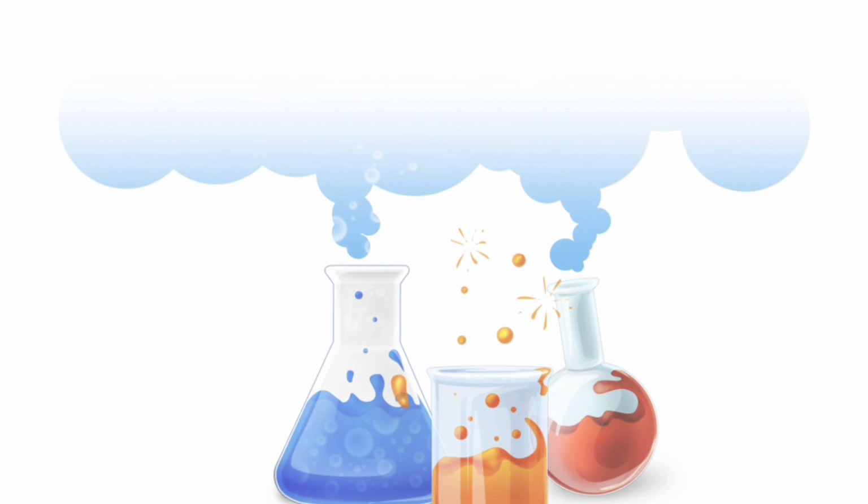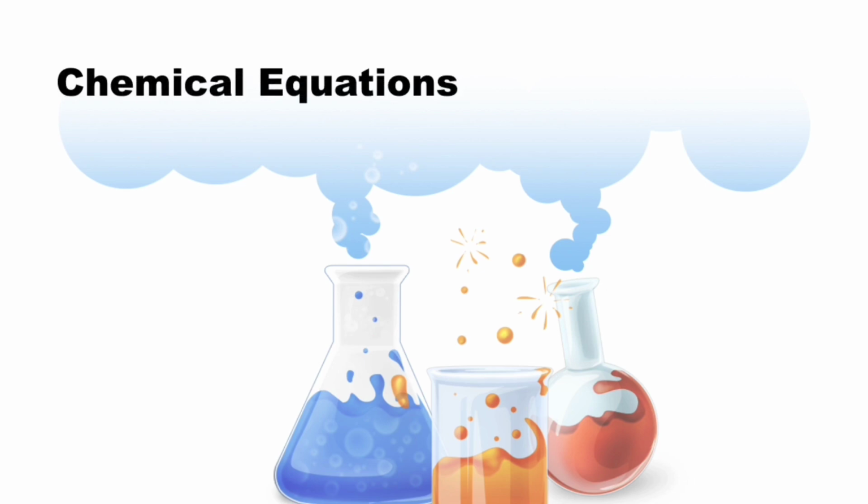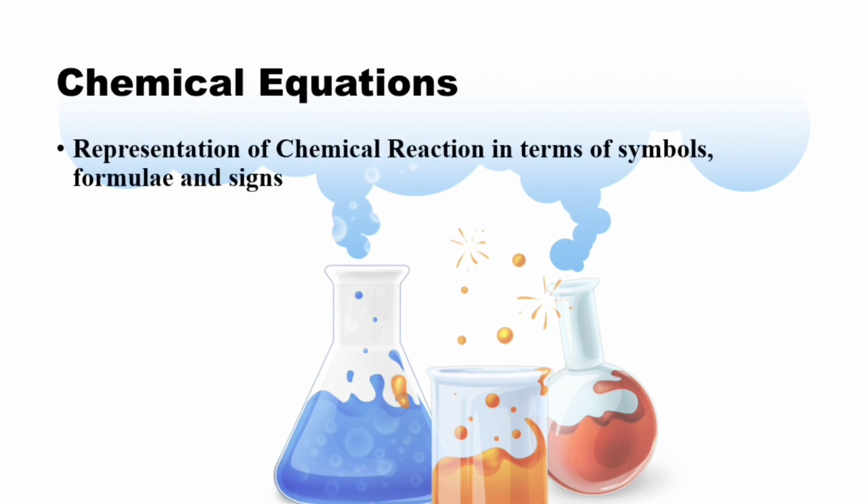Now the question arises, how can we represent chemical reactions? To represent chemical reactions, we use chemical equations. Chemical equations are actually the representation of chemical reactions. They can be represented in terms of symbols, formulae, and signs.